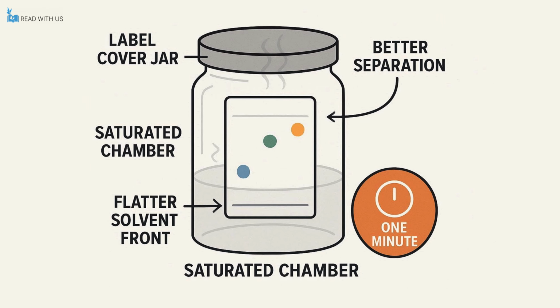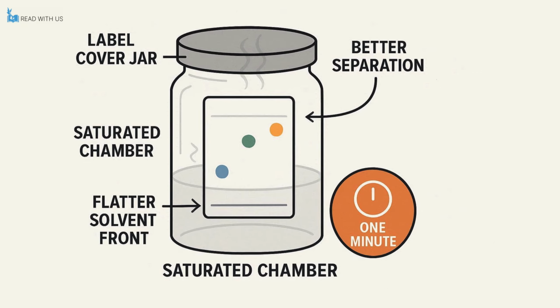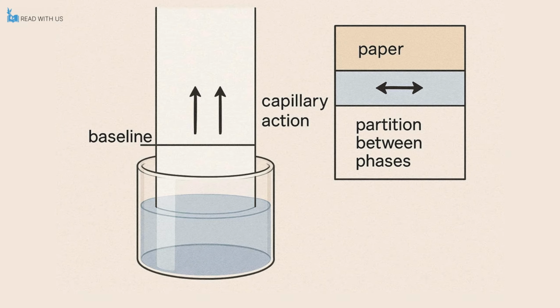The jar is covered for a minute to saturate with solvent vapor, because a saturated chamber gives a flat front and better separation. The paper is lowered so the baseline stays above the solvent, and as the solvent climbs by capillary action, the mixture repeatedly partitions between the mobile phase and the stationary phase.